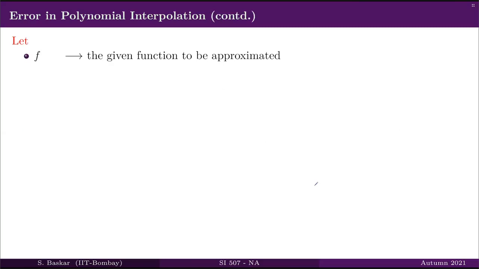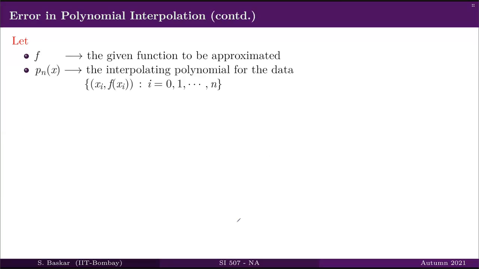We are given a function f that needs to be approximated by a polynomial denoted by Pn of x, and this polynomial is an interpolating polynomial for the data xi, f of xi for i equal to 0, 1, 2 up to n. So at this level, we can anticipate error involved in the number Pn of x when compared to the number f of x for each x, right?